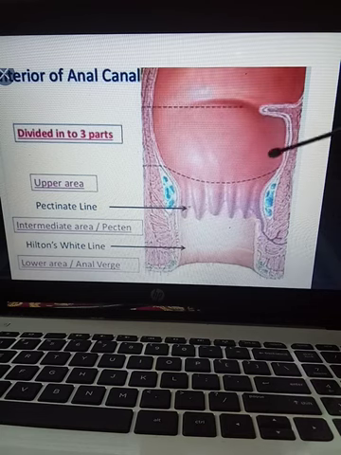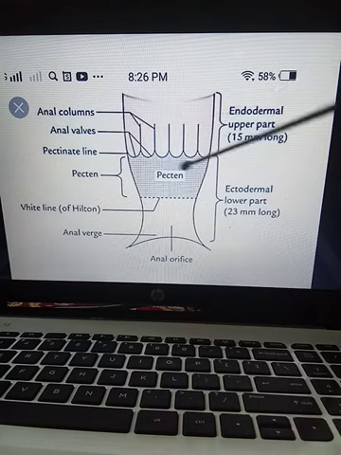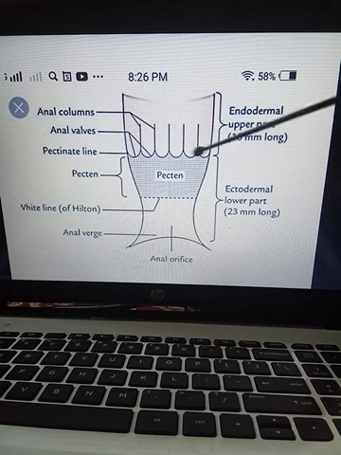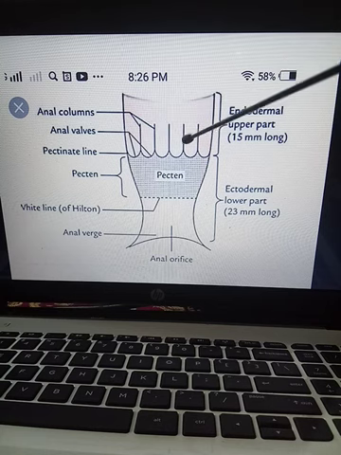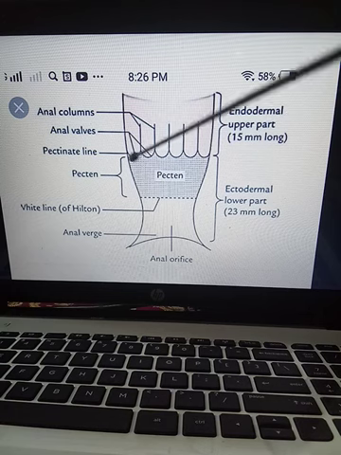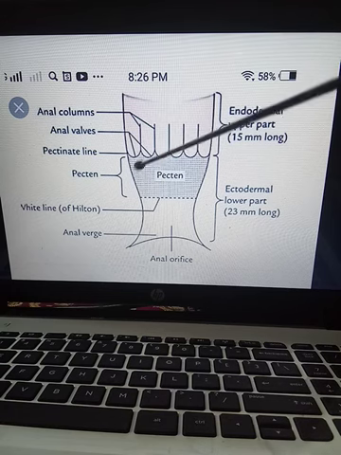Fine. So the interior of the anal canal, in another pic it's more clear. The interior of the anal canal is divided into the upper 15 mm, the second 15 mm, and 8 mm, the lowermost part. The first part is the 15 mm endodermal in origin, having the anal columns. It is lined by mucosa, having the anal columns and the anal valves, which join to form the pectinate line. These anal valves lodge a space. This space is called the anal sinus.